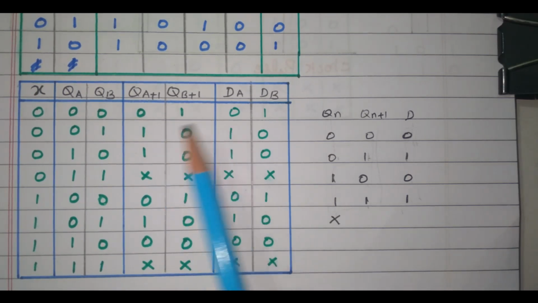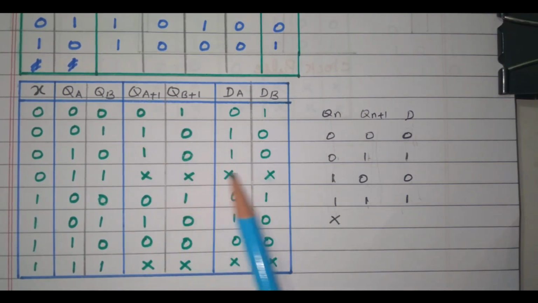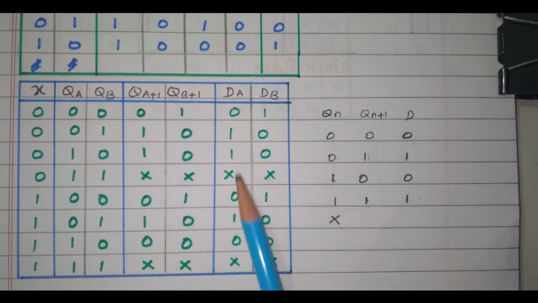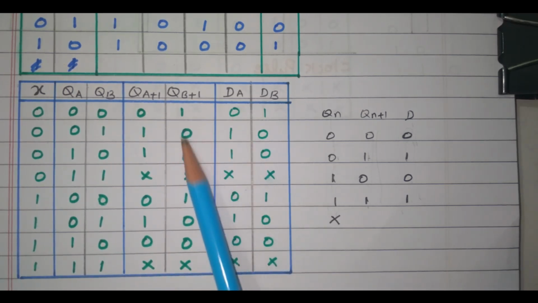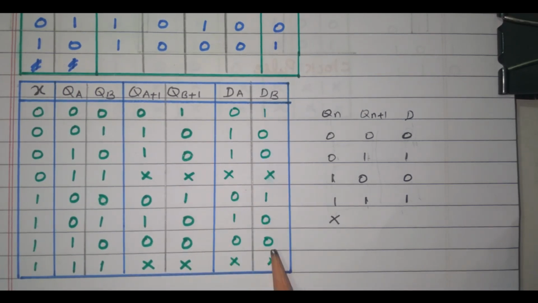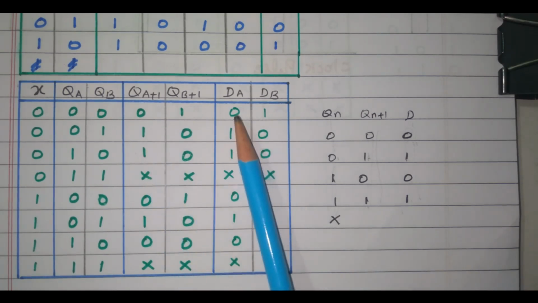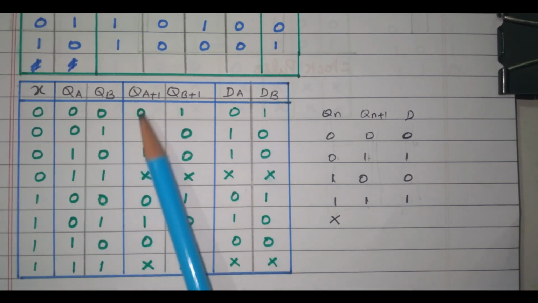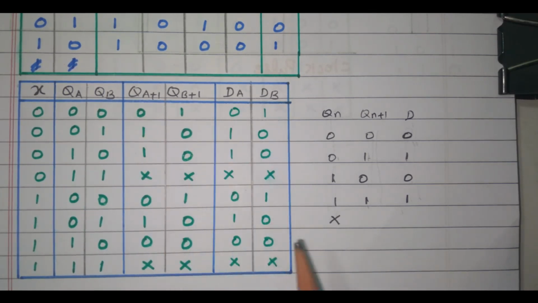See this 0 0 1 1 1 1 X X, same thing. What is available as QA plus 1? That is nothing but the DA value. Similarly, QB plus 1 is the DB value, right? So, based on the nature of the D flip flop, it depends upon the next state, not upon the current state. So, based on that, these values are decided.